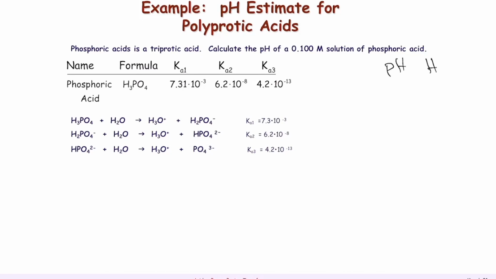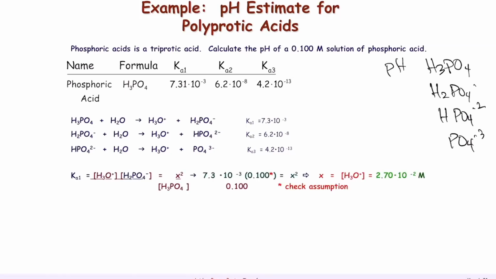What is the phosphoric acid concentration? What is the dihydrogen phosphate concentration? What is the biphosphate concentration? And what's the phosphate ion concentration? So let's take a look at the first one. First one's Ka1, and we have this. This actually goes down here.